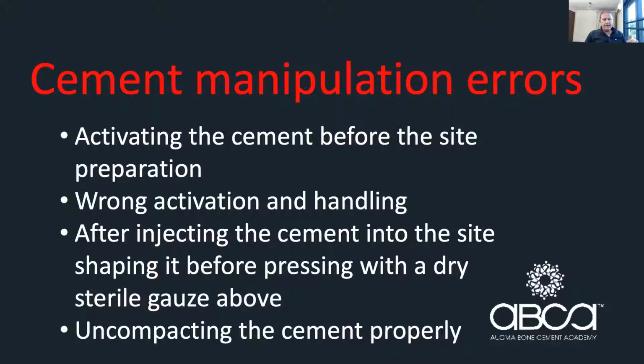And the other error that can happen when we work with cement is not compacting the cement. As you saw before, the cement must be compacted well in place, because we know that with granules, we shouldn't compact them. Otherwise, we will not have bone. But with bone cement, it must be well compacted. Otherwise, the material will not be replaced properly by the newly formed bone.